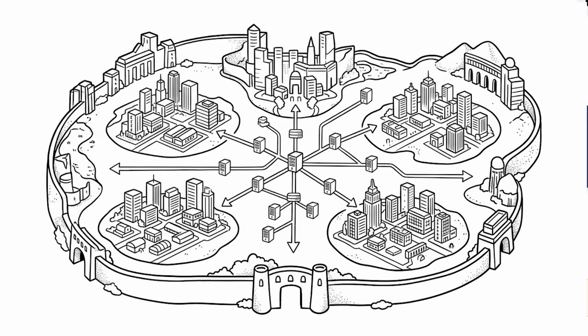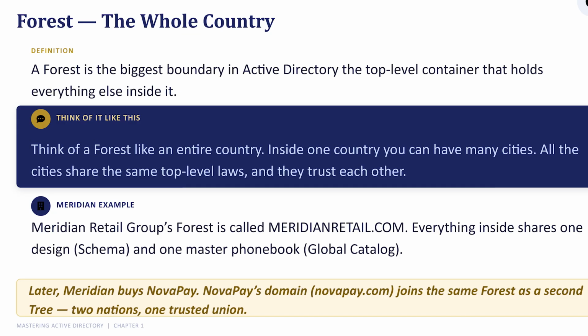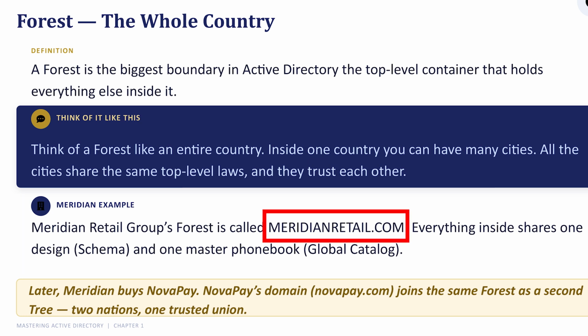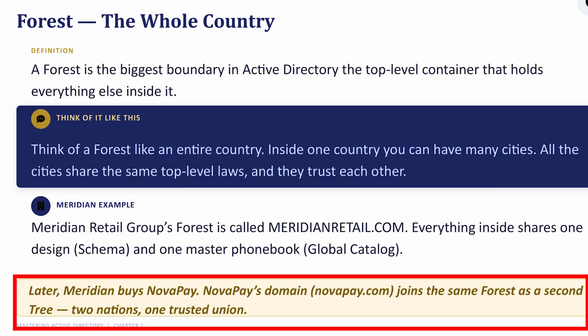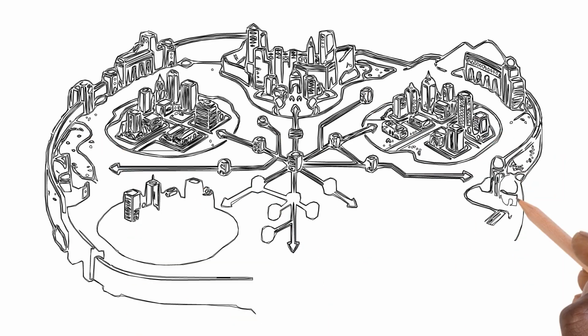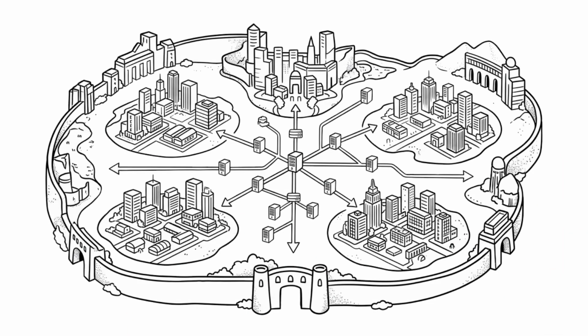Inside a country, you can have many cities. Similarly, inside a forest, you can have multiple domains. Now look at the Meridian example on the slide. The forest is meridianretail.com. The slide says everything inside the forest shares a common schema and global catalog. We will explain those later. The slide also gives us an interesting scenario. Meridian buys a fintech company called NovaPay. NovaPay has its own domain, novapay.com, but that domain could join the same forest as another tree. I want you to be picturing this in your mind. The point here is that a forest can provide a larger logical boundary where different domains can exist together.